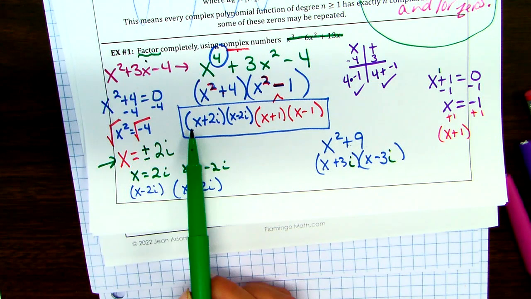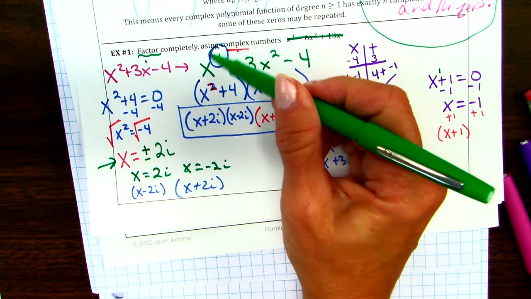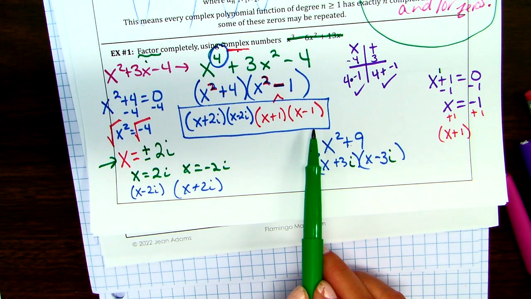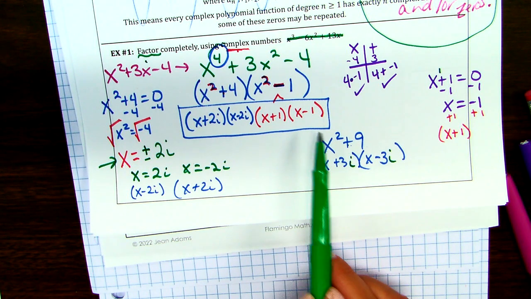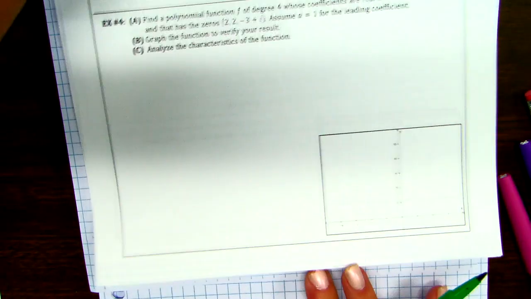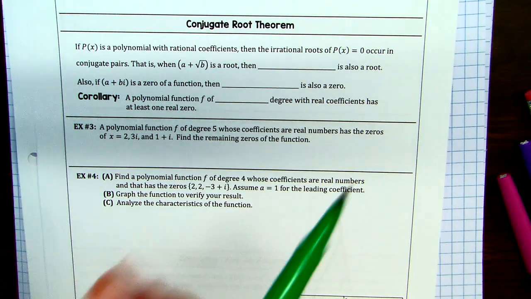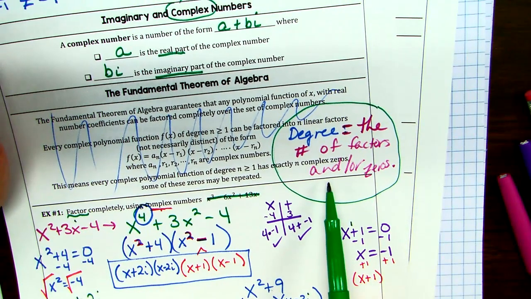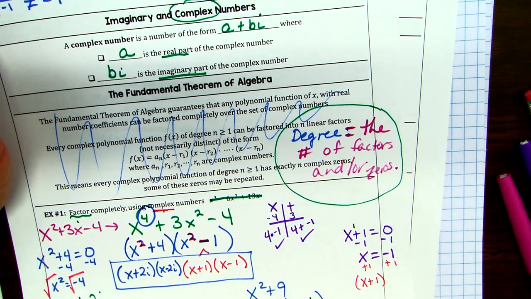Factored completely. We should have 4. We do have 4. Okay? Good on that one? All right. Let's do another one on the top of the next page. So by the way, that's why I said this. It's a good way to make sure you have the right number of answers, okay? It's important to know that.